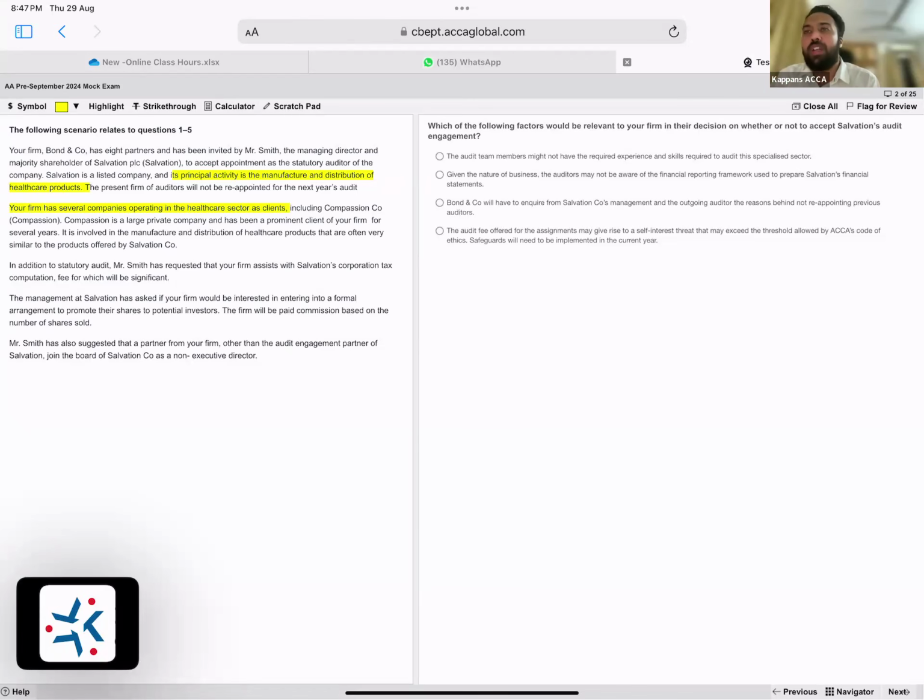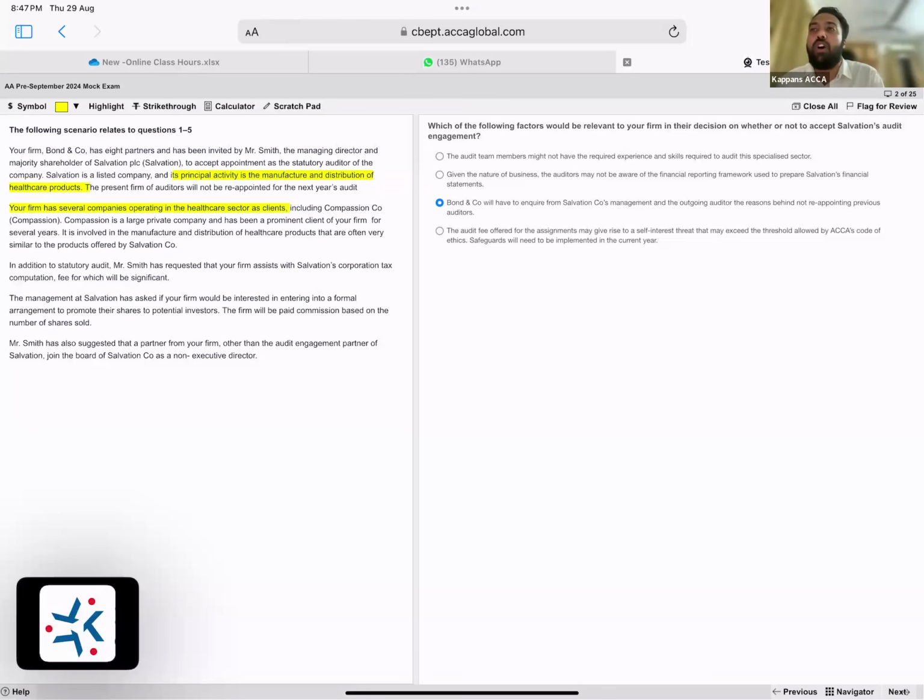Now, in accepting the audit engagement, definitely auditor will have to inquire Salvation's management and outgoing auditor the reasons behind not reappointing previous auditor. This is a topic related to procedures before accepting an audit. Before accepting an audit, auditor will have to verify if they have the expertise, capacity, that is knowledge and staff to do the audit, whether they are independent. Is there any conflict of interest? If so, it should be avoided. Auditor has to consider the integrity of management, internal controls, whether there was any fraud or non-compliance with laws and regulation, complexity of transaction.